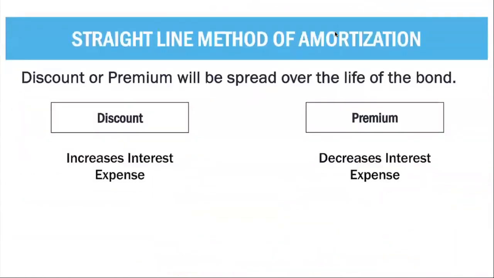Next, we talk about your straight line method of amortization. What we talked about a while back is your amortized cost amortization. Now we have your straight line method. So in your straight line method, your discount or premium will be spread over the life of the bond. So generally, you just need to get your discount or premium, you divide it to your life. Okay, you divide it to your life. So what is the effect of your discount? Increases interest expense and your premium decreases interest expense. So once it increases your interest expense, do not forget to add it on your cost of your interest expense.